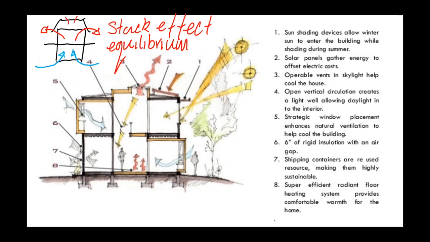We've got the operable vents in skylight, which will help cool the house. So we're going to talk a little bit more about how to ventilate, how to cool the building down. We've got number 4 there: vertical circulation creates a light well, allowing daylight into the interior. If anyone's been to Coventry University, the library, that was designed by the students, and they've got the light tunnels on top of the building and what they call the exhaust vents. They actually look aesthetically quite nice, but it's a very, very well designed building, sustainably cutting edge at the time.